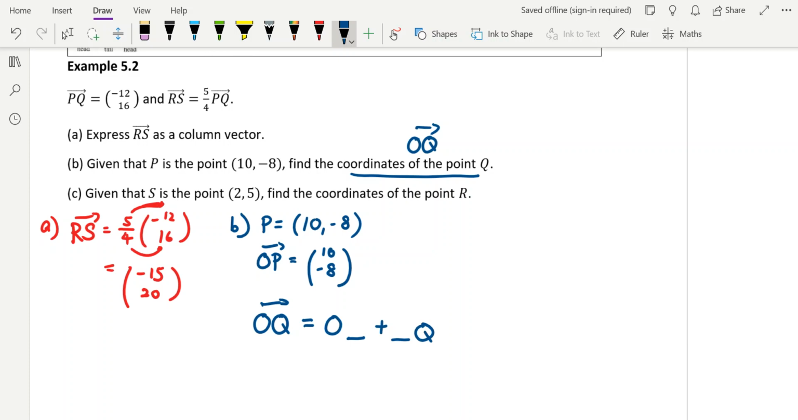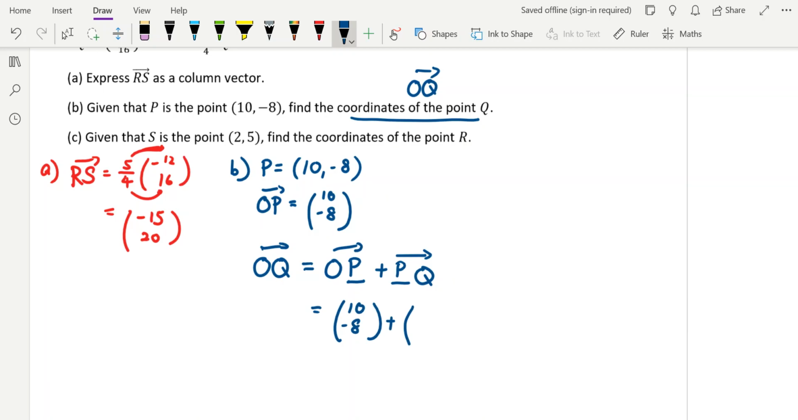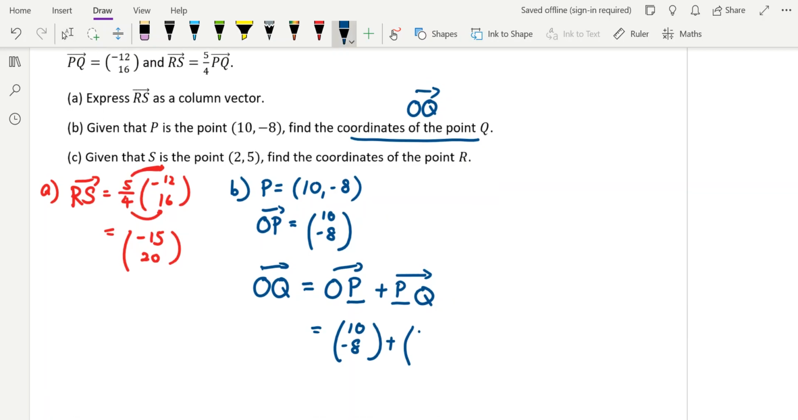Now we have P here, right? So it makes sense to write that it is OP plus PQ. What is OP? (10, -8). What is PQ? I think it's given on top: (-12, 16). So X add to X is -2, Y add to Y is 8.